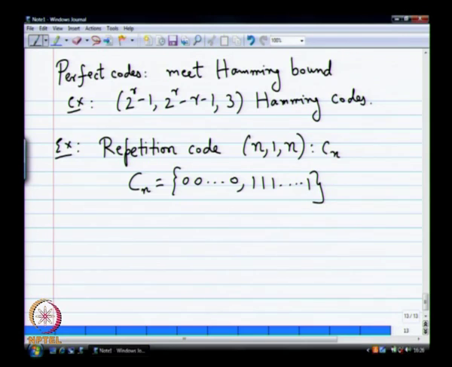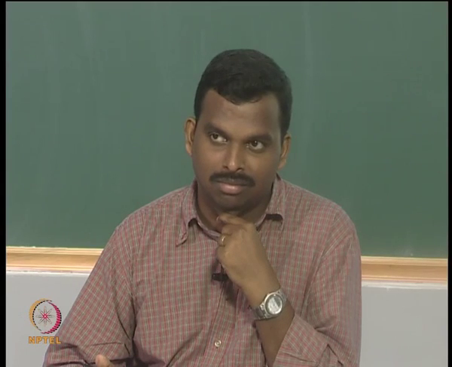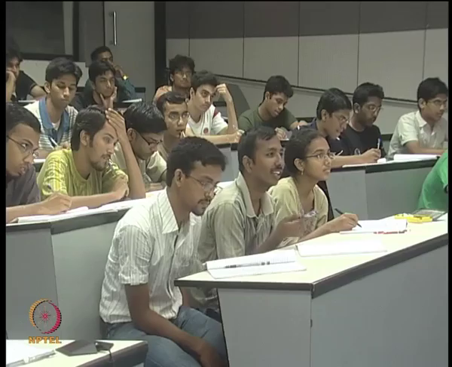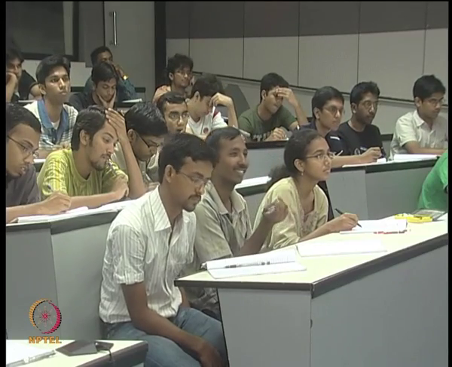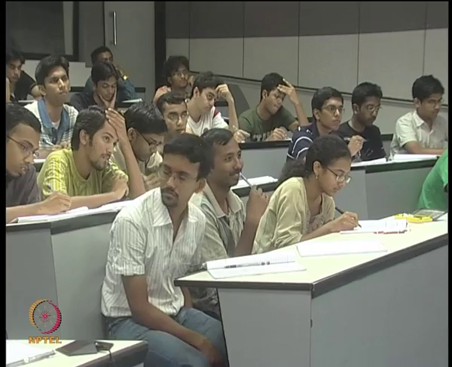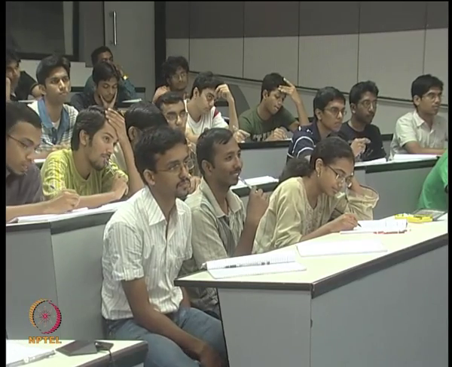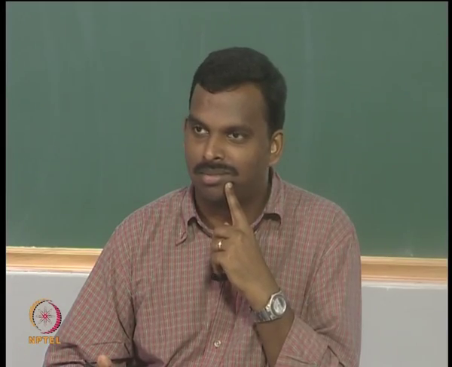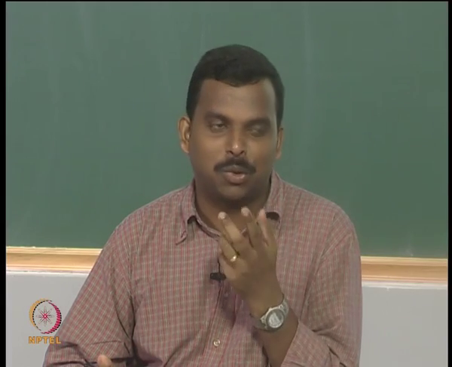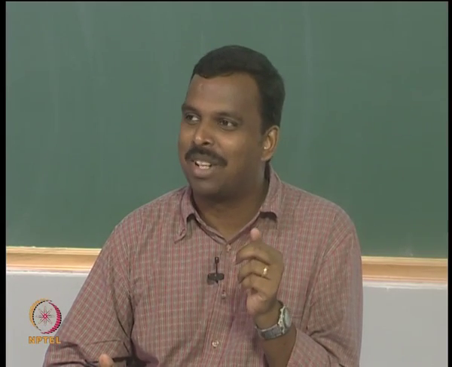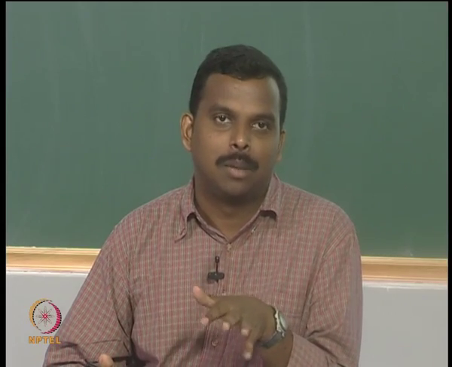Is this a perfect code? That's my question. If n is odd, it is perfect. If n is even, it's not perfect. Is that correct? Okay, it could be correct. I'm not saying it's not correct. So for n odd, it is perfect, right?